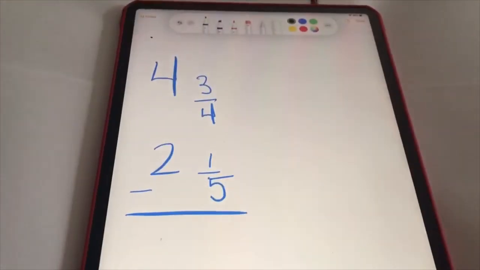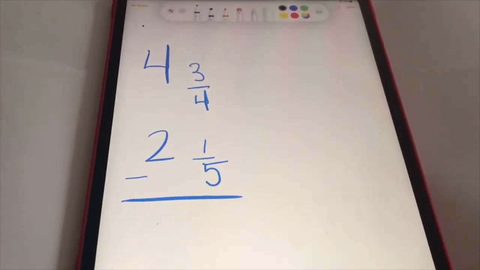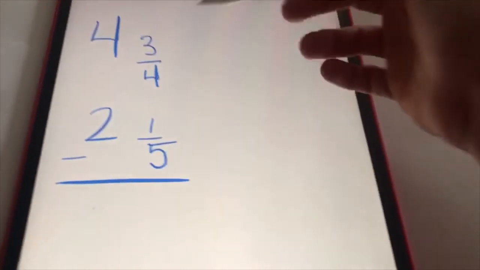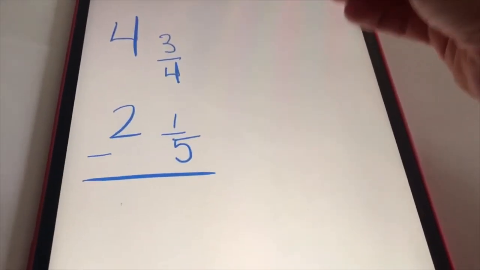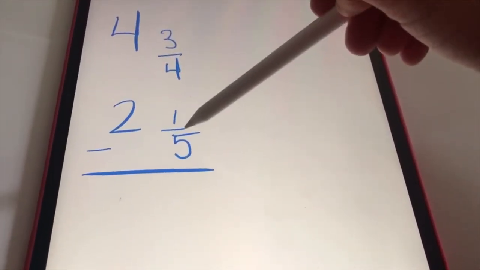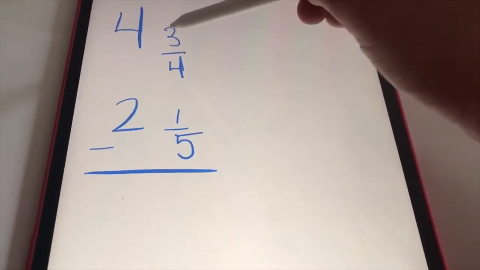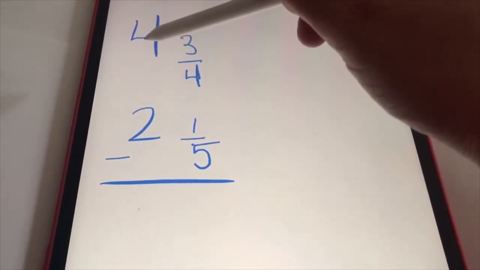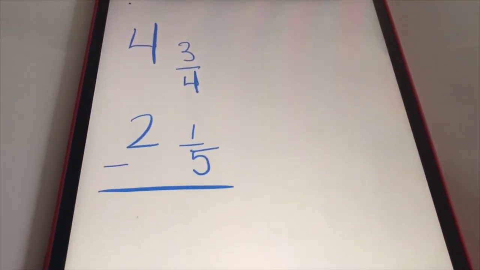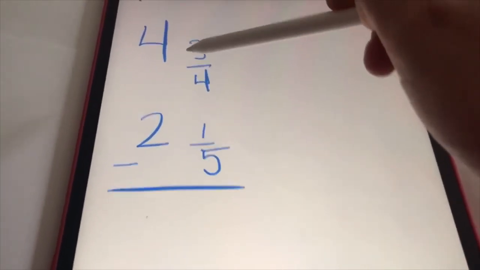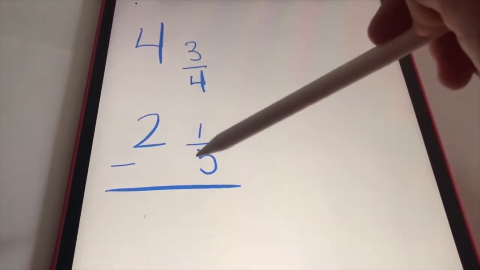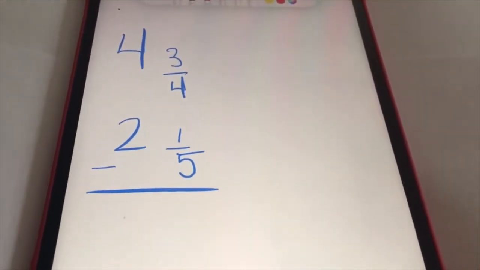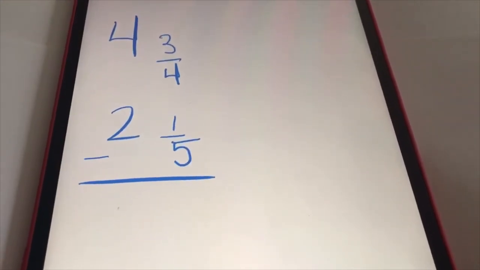All right, let's try another one, okay? So looking at my mixed numbers here, I first always want to look at my fractions to think about, is my top number greater than my bottom number? Because if my top number is less than my bottom fraction here, then I know that I need to regroup, okay? So looking here, I know 3/4 is greater than 1/5, so I know I can take 1/5 away from 3/4. However, they do not have a common denominator.